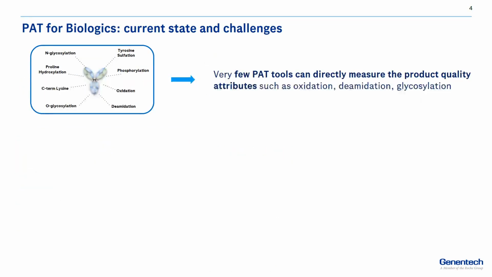Where are we with this overall technology? What is the current state, and what are the current challenges with regard to PAT for biologics? We know that most PAT are focused on improving the means of cell culture process performances and parameters, but very few can directly measure the product quality attribute, such as oxidation, deamidation, or glycosylation.